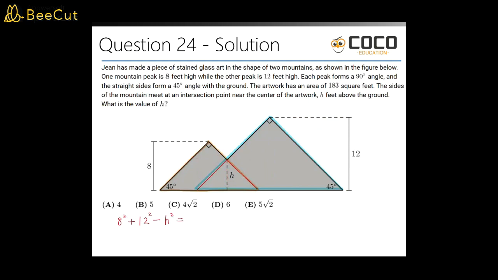Minus the overlap equals the area, which is 183 square feet. Just work out the value: 64 plus 144 minus h squared equals 183. From there, we can find h squared is 25. So h equals 5. The answer is B.